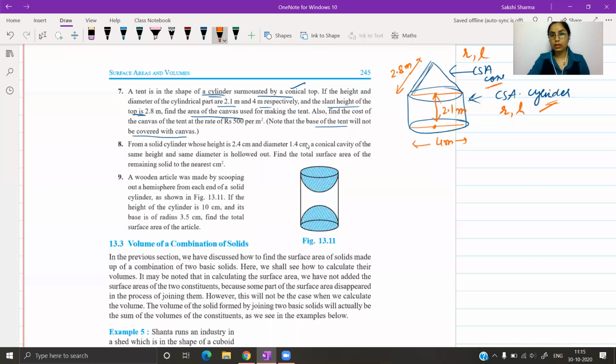Afterwards, you need to find out the cost as well. Once you have the area of the canvas, you need to find out the cost at the given rate, 500 rupees per meter square. Anyone with questions? This is a simple question. There is nothing much to calculate. Diameter is given, height is given, slant height is given. Apply the formula, find the area, and then find the cost.